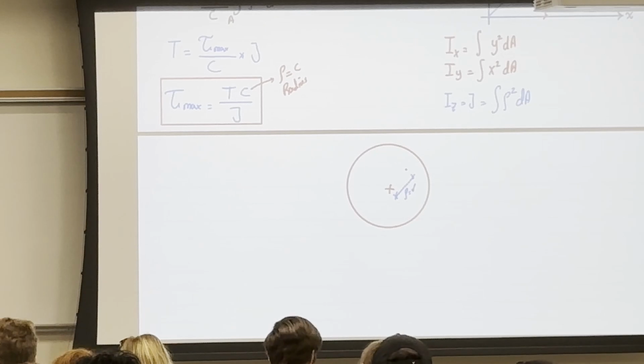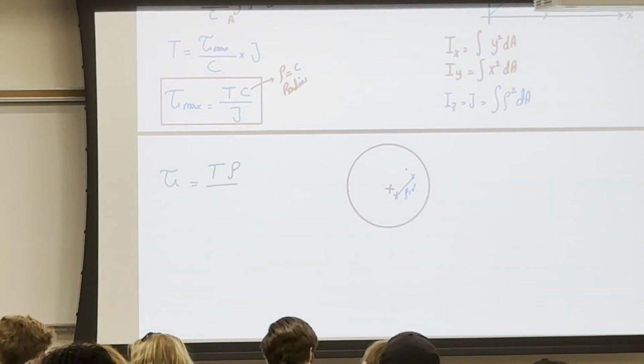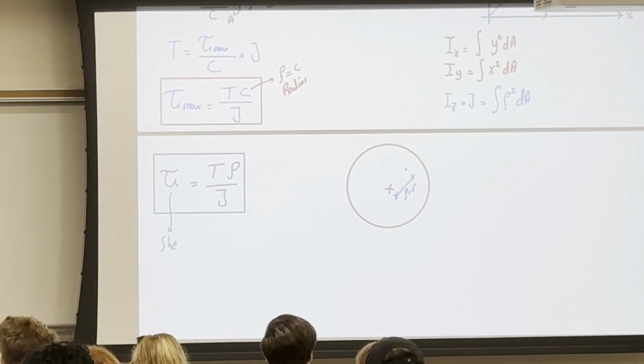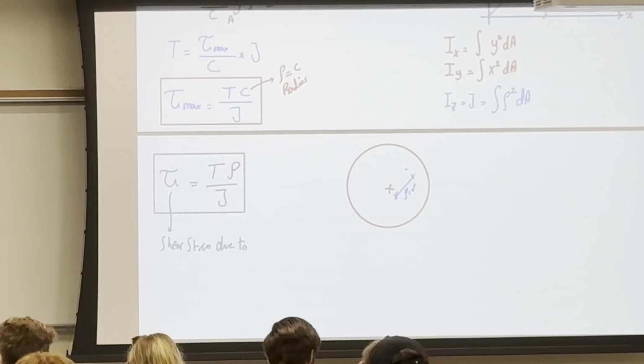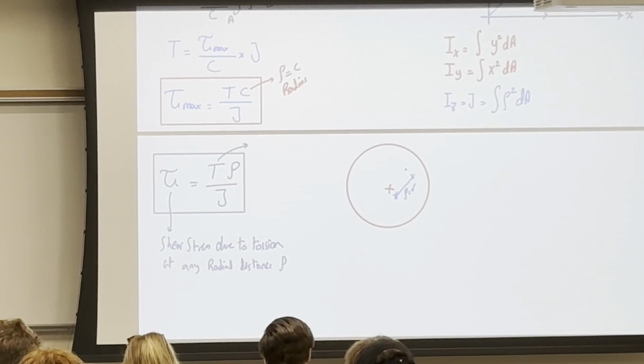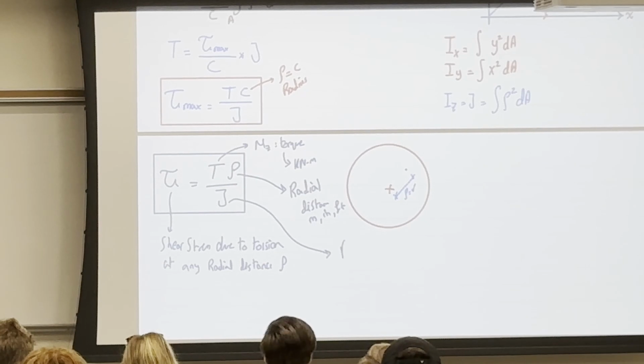So to get that, let me write the general equation. Tau is equal to the torque times rho over J. And that's the general equation to get the shear stress due to torsion at any radial distance rho. The torque here is the moment about z, which is torque, and it has a unit of moment, for example kilonewton meter. Here, rho is a radial distance, which is going to be in a unit of length, which is meter, inch, feet, and J is the polar moment of inertia.